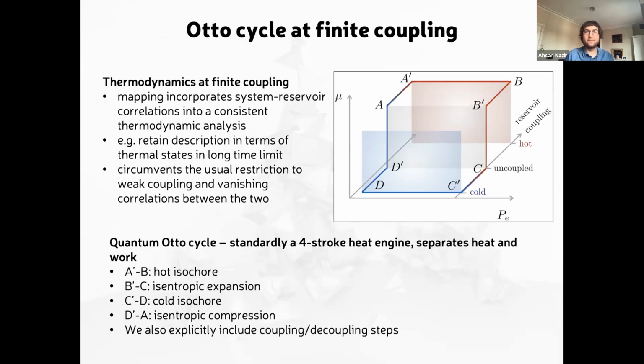So the Otto cycle example. For those who are unaware, or just as a reminder anyway, the Otto cycle is a 4-stroke heat engine cycle, and it's nice for our purposes because it separates heat and work.